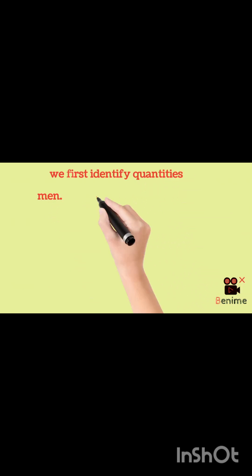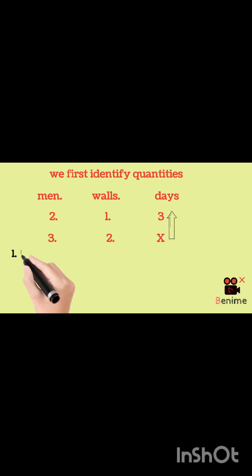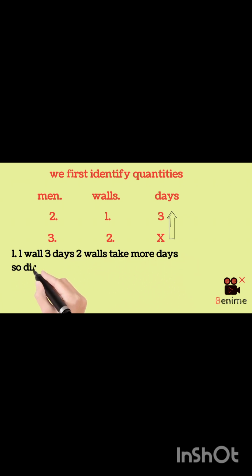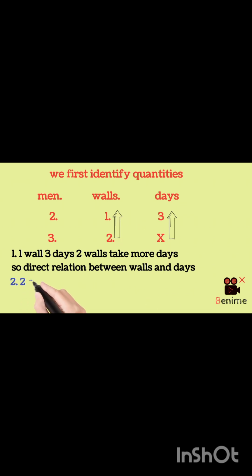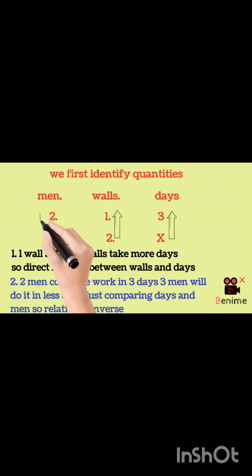Step 1, identify quantities. Then write values under each respective quantity. Draw arrow from an unknown quantity upwards. To develop relations, compare quantities to unknown quantity 1 by 1. 1 wall takes 3 days, then 2 walls will take more days, so relation will be direct, which is shown by arrow. While developing relation between men and days, we compare them separately: fewer men, more days, and if men are more in numbers, then it will take fewer days, so relation is inverse.